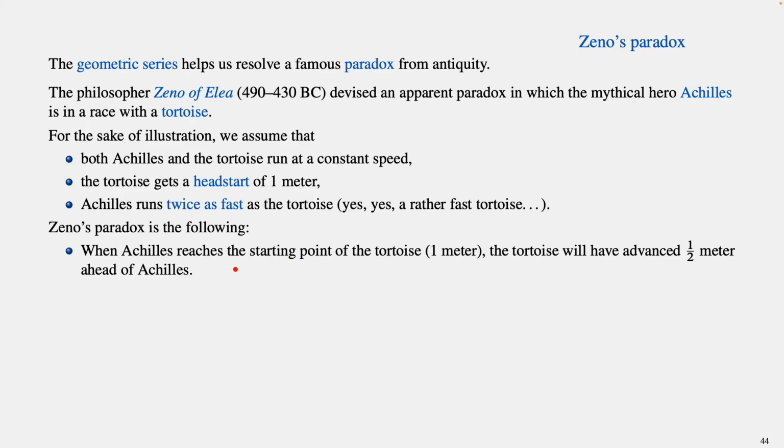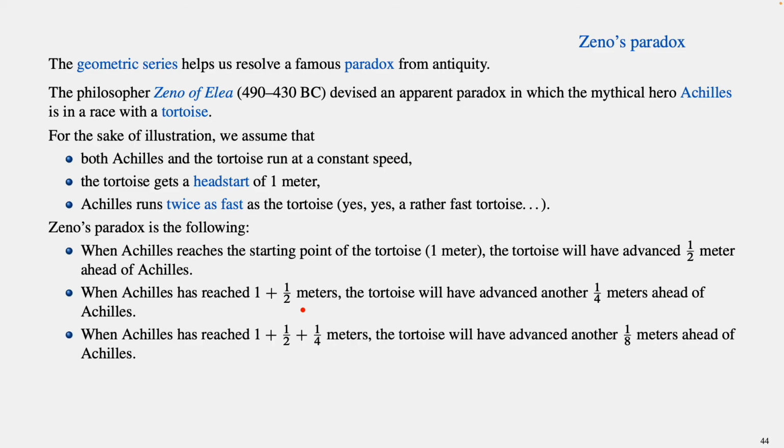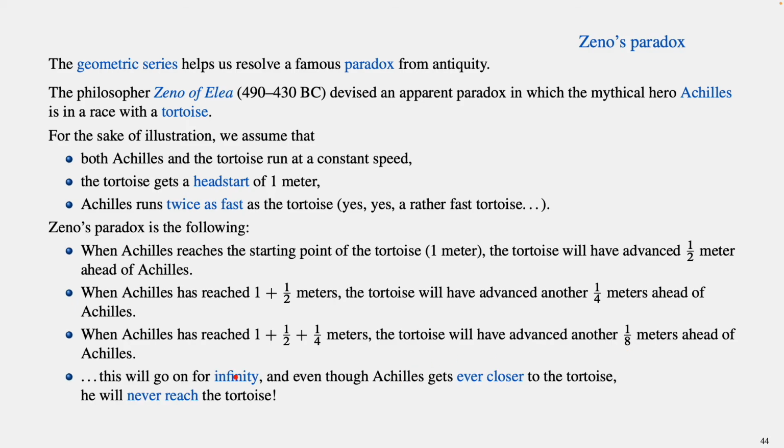And now Zeno's paradox was the following. When Achilles reaches the starting point of the tortoise, so after 1 meter, by that time the tortoise will have advanced another 1/2 meter ahead of Achilles. And when Achilles has reached that point, the 1 plus 1/2 meters, the tortoise will have advanced another 1/4 meters ahead of Achilles. And when Achilles has reached that point, by that time the tortoise will have advanced another 1/8 meters ahead of Achilles. And this goes on for infinity, and even though Achilles gets ever closer to the tortoise, he will never reach the tortoise.